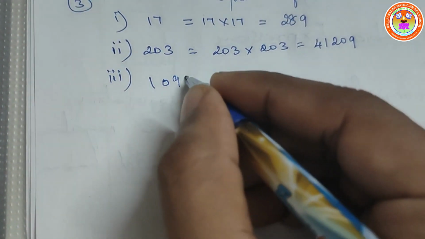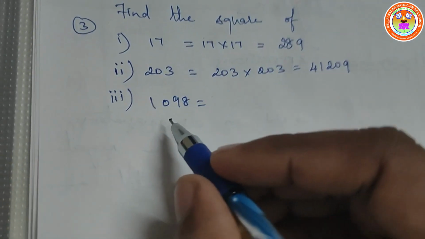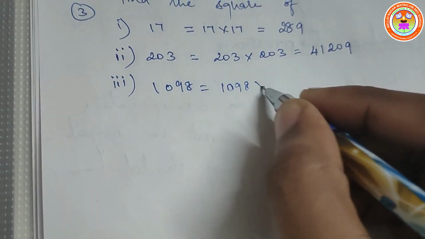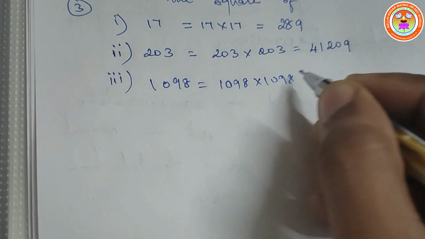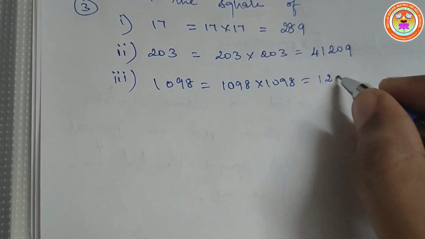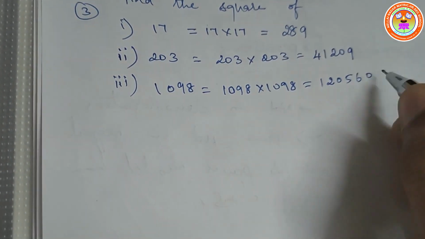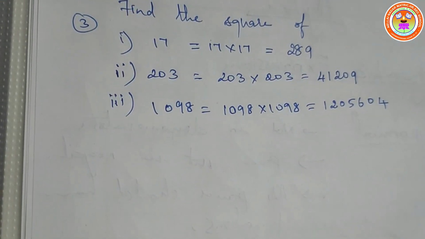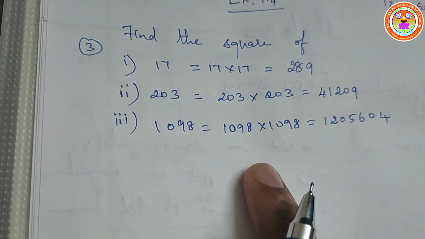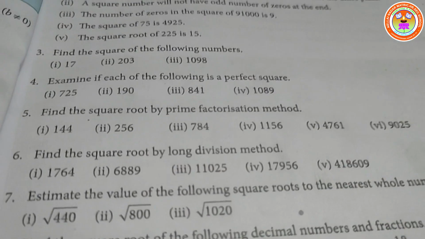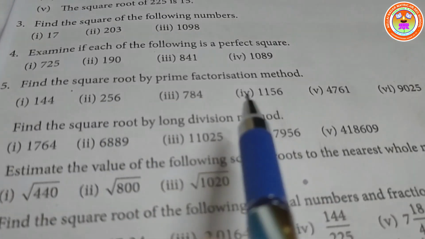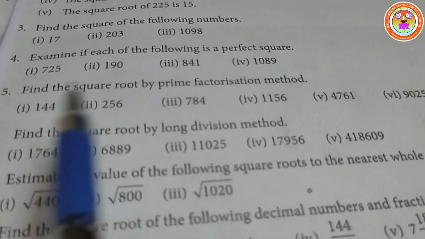1098. If you want to square 1098, you have to multiply 1098 into 1098, which is equal to 1205604. So this much number you will get. So like this only you have to find the square. Next we will move on to the fifth sum. After finishing the fifth sum, we will go back to the fourth question.